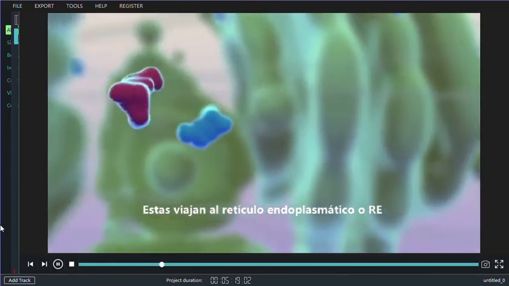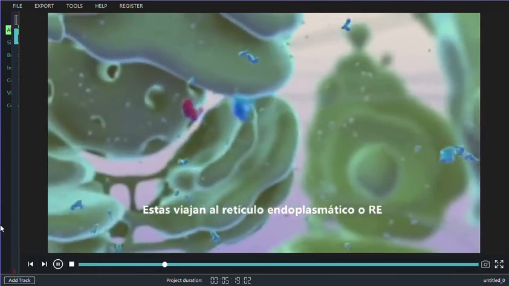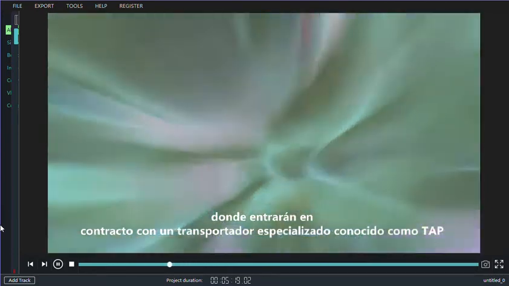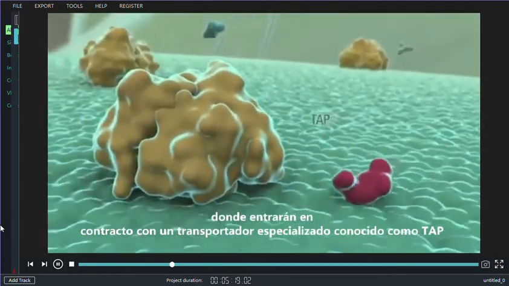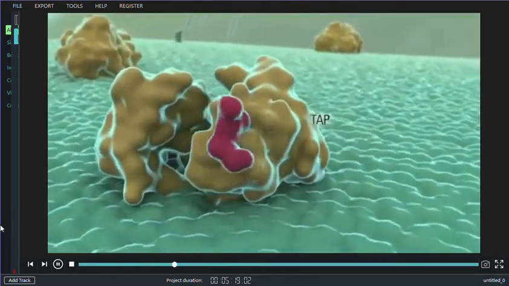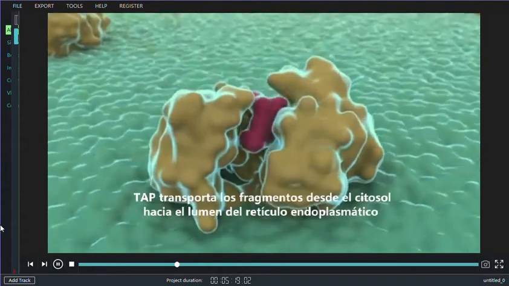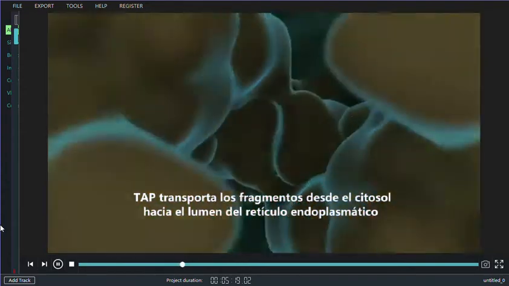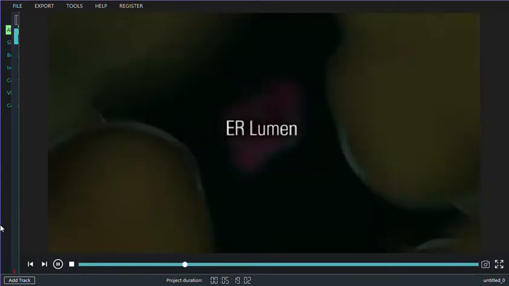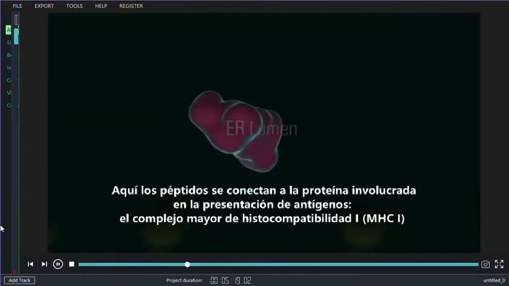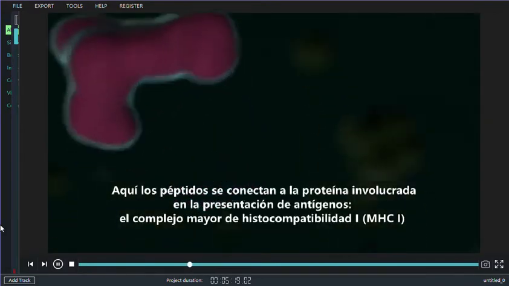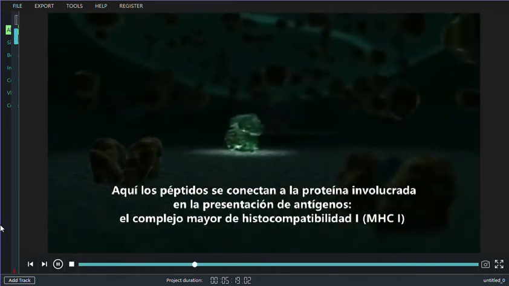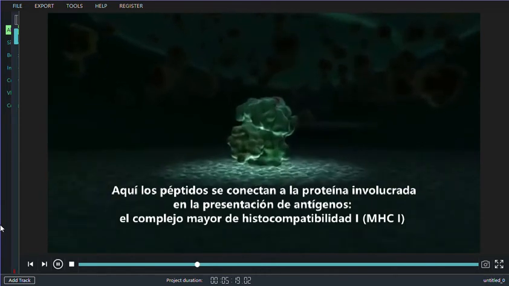These molecules diffuse toward the endoplasmic reticulum, or ER, where they may come in contact with a specialized transporter known as TAP. TAP functions to transport peptide fragments from the cytosol to the ER lumen. It is here within the ER that peptides bind to the key protein involved in antigen presentation, the class I molecule of the major histocompatibility complex.